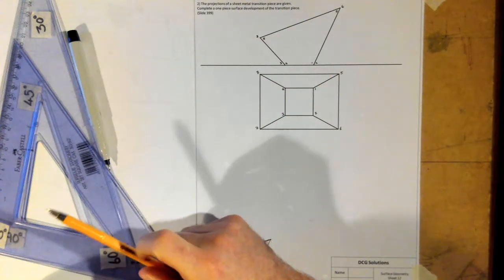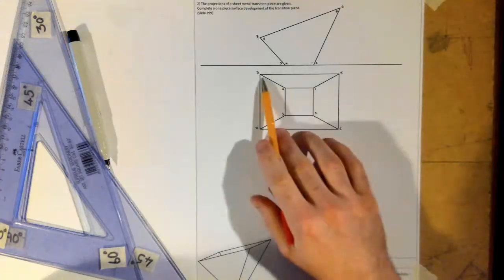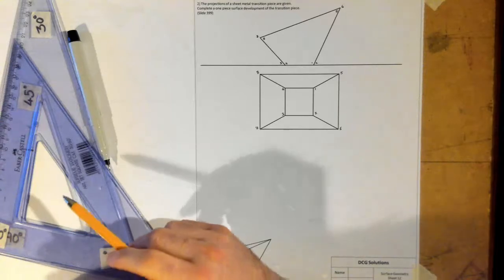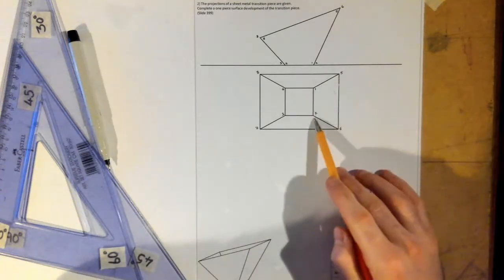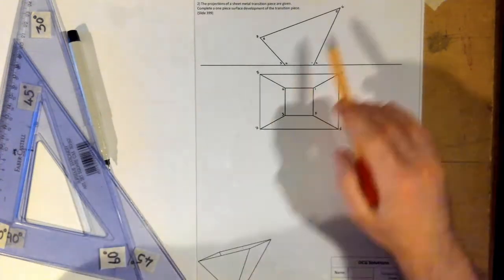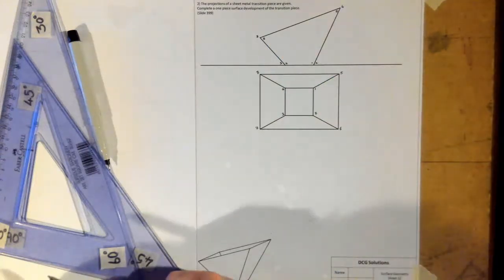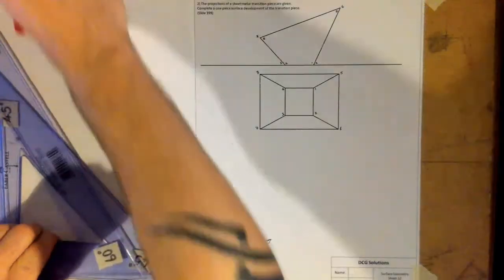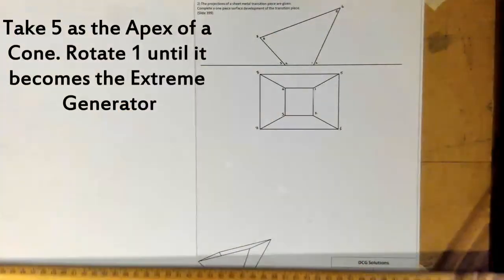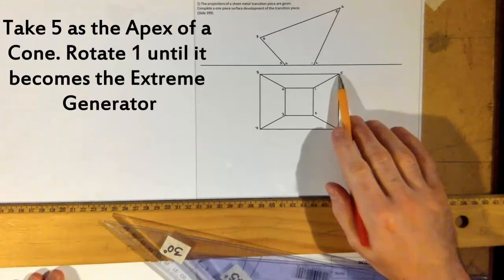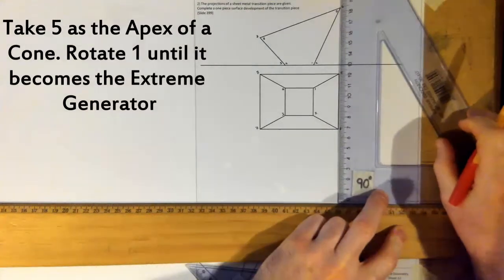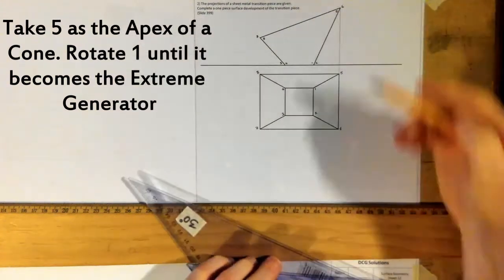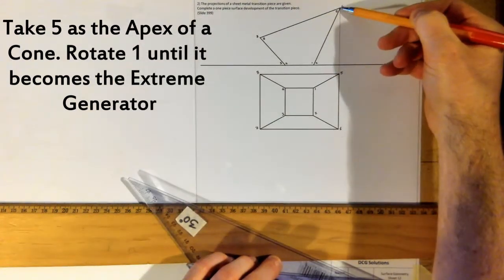Okay, now that's all the outside lines taken care of and the inside lines using the elevation and plan. What we have to take care of now is the 4 lines that are connecting them from the top down to the bottom, down to the base. Now to find the true length of 5 to 1, I'm going to use the cone principle, where 5 is the apex of a cone. So if I was just to join that up to the very top, 5 would be the apex of the cone up here.